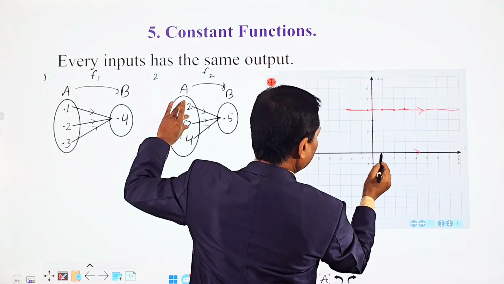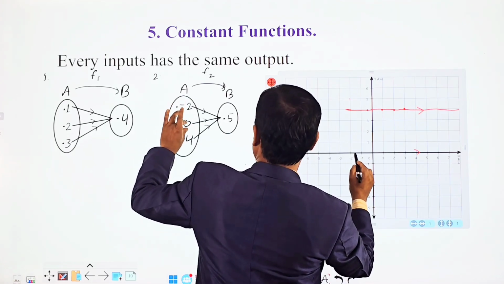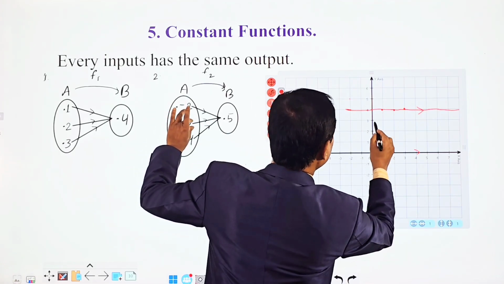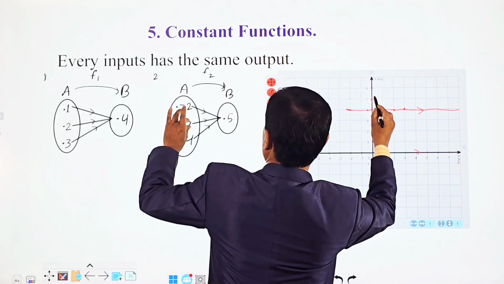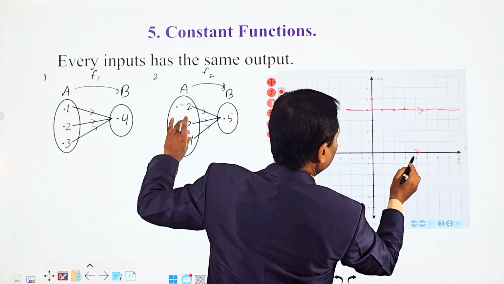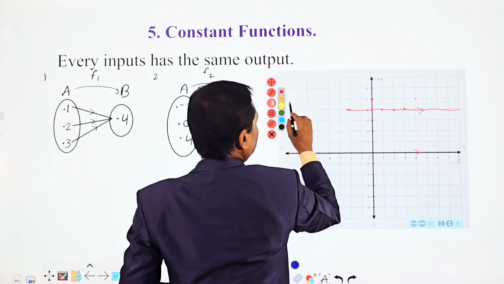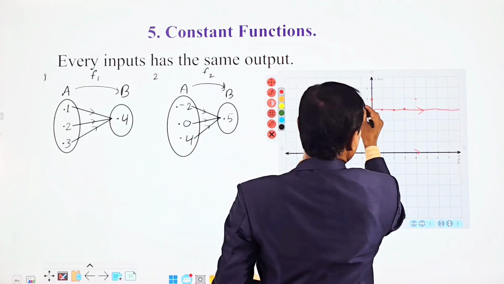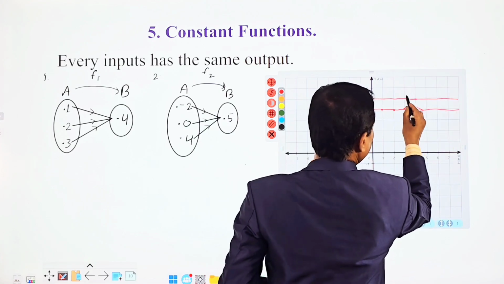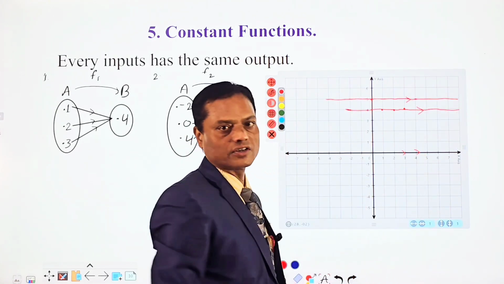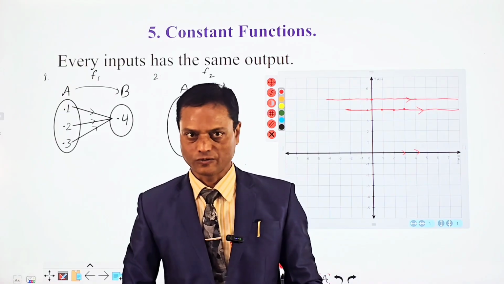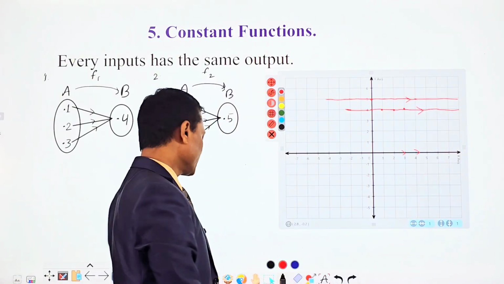Just (0, 5), right? So there's a point (0, 5), and there's (4, 5), isn't it? So if we draw the line, then the line will be parallel to the x-axis. You can see that. So the constant function is always parallel to the x-axis. Not to forget that. Constant function is always parallel to the x-axis.